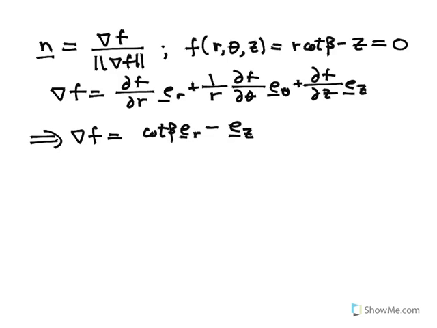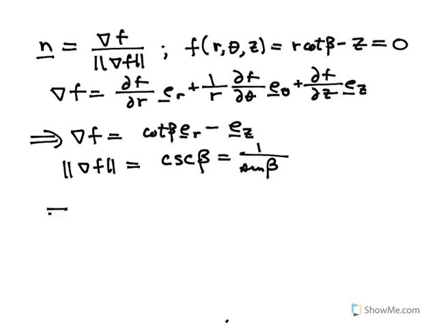Now, the magnitude of this, if you remember, was equal to the square root of cotangent squared beta plus 1, which was cosecant squared beta, which gives you cosecant of beta, which is 1 over the sine of beta. So as a result, we wound up with n equal to, we multiply through by sine, cotangent is cosine over sine, so we get cosine of beta times er minus the sine of beta times ez.